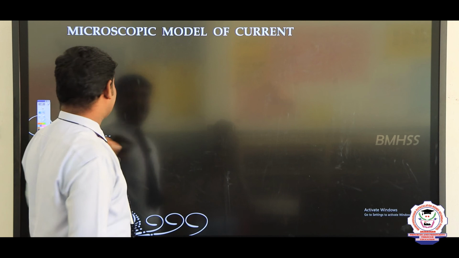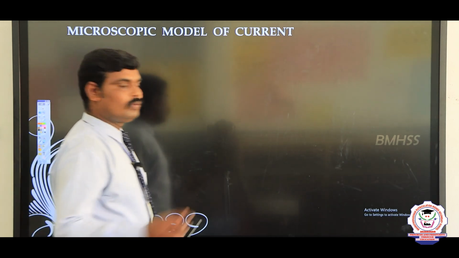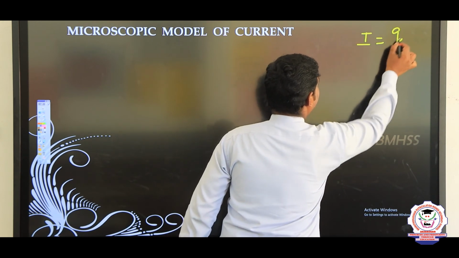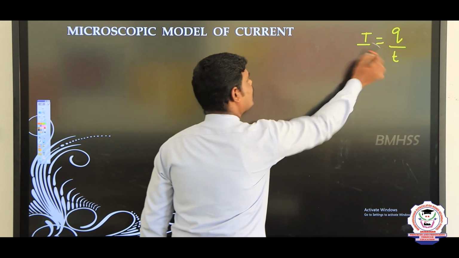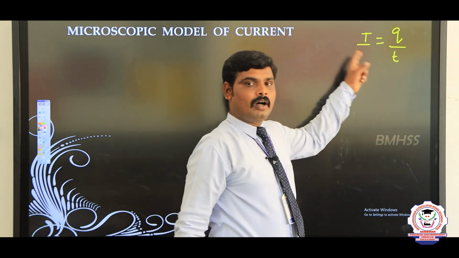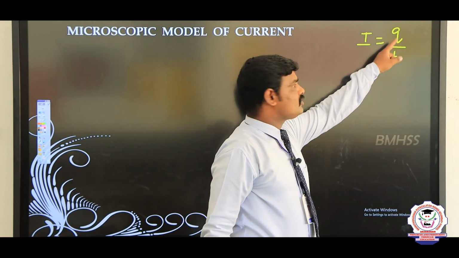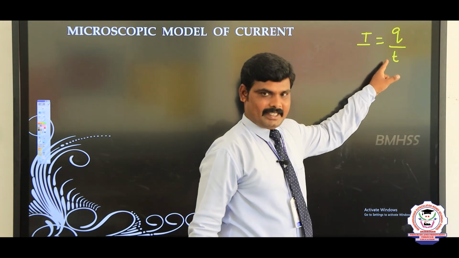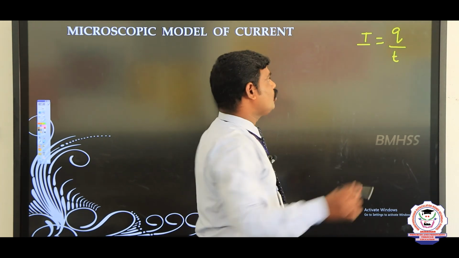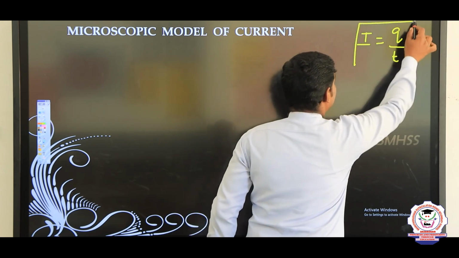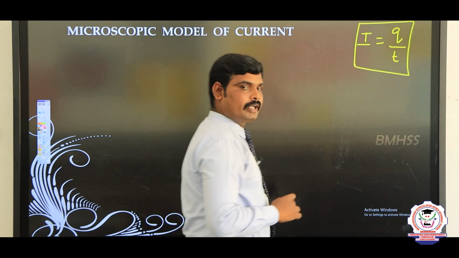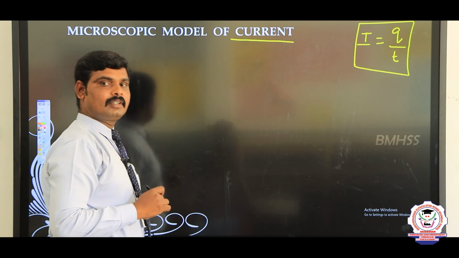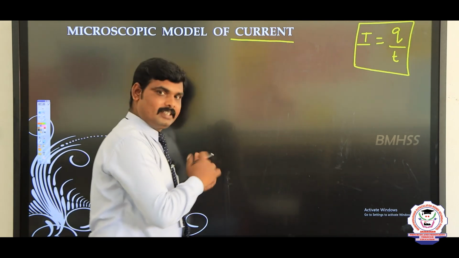So we know that electric current I is equal to Q by T. The rate of flow of charge is called electric current, the amount of charge crossing per unit area per second. This is the basic equation. Now we have to find the current, but at the microscopic level. Now let us see this topic.